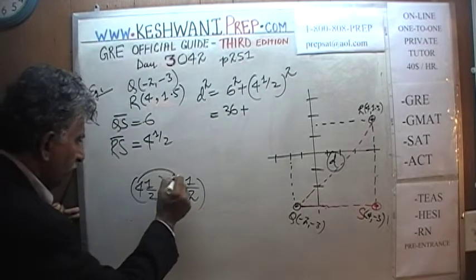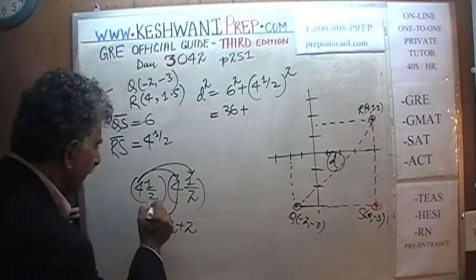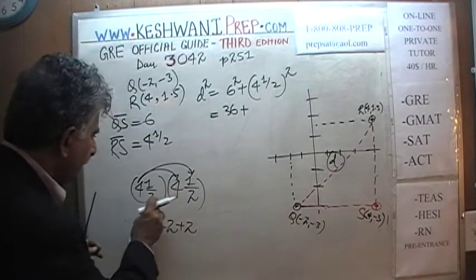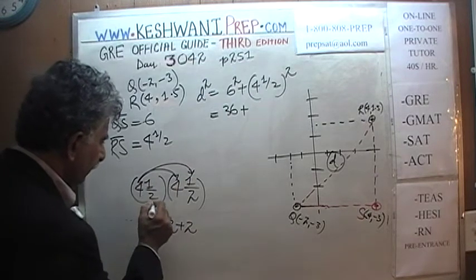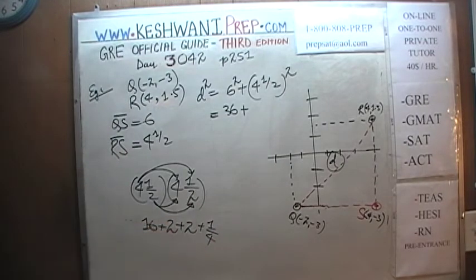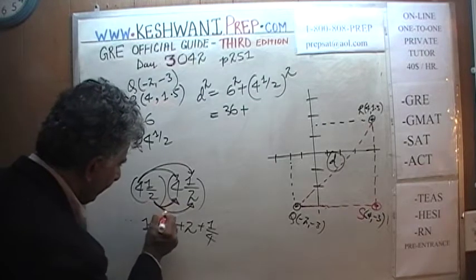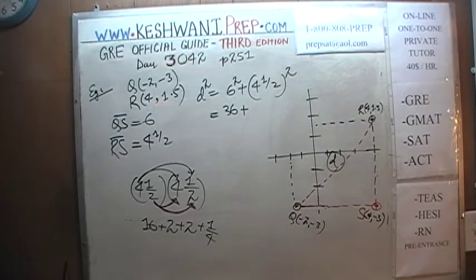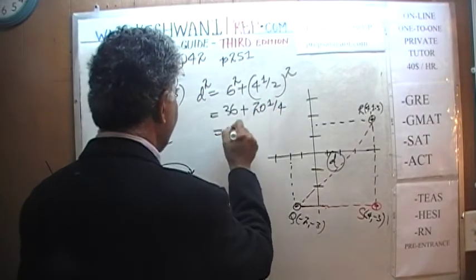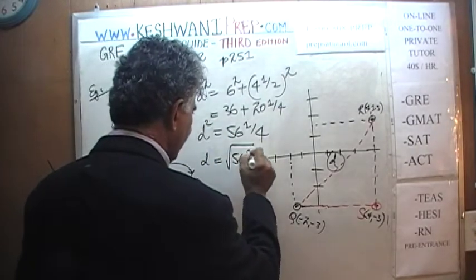Now we can figure it out. 4 times 4 is 16, 4 halves are 2, and again 4 halves are 2, and half times half is a quarter. I'm going to put these arrows in different colors to make it easier to see. So it's 16 plus 2 plus 2 plus a quarter, that's 20 and a quarter. Which gives us 56 and a quarter. And that's our d squared, which means d is the square root of 56 and a quarter.